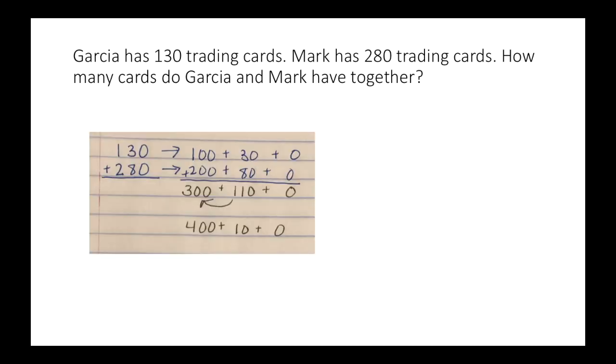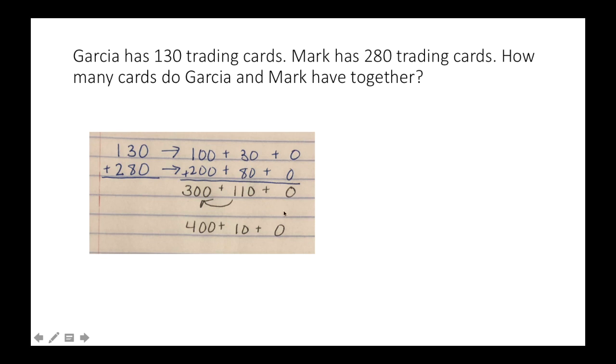So one thing you could do is you could break apart the number. When you look at 130, I went ahead and broke it up into 100 and then 30. And then I had a 0 here in the ones place because I just didn't have any ones blocks. And then I also took 280 and I broke it apart into 200 and 80.